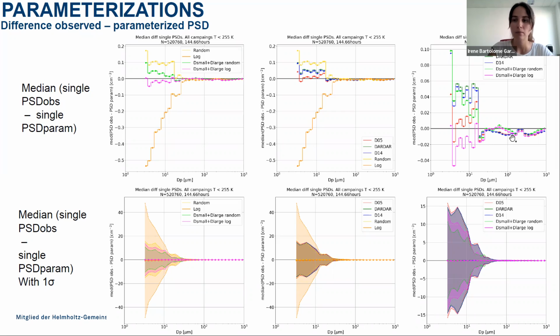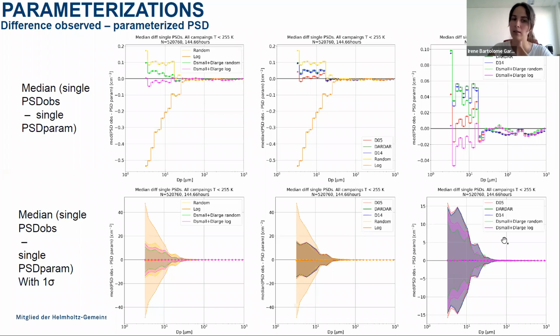What we see is that mostly for this area between the 20 and the 100-something microns, the overestimation that we saw is reduced. And for the very small particles, lower than these 10 microns, the main improvement would be seen if we look at the plot in the lower row.